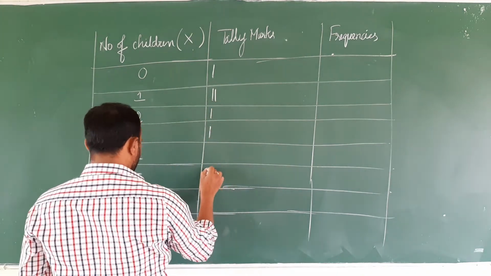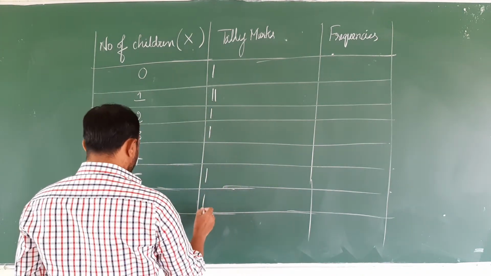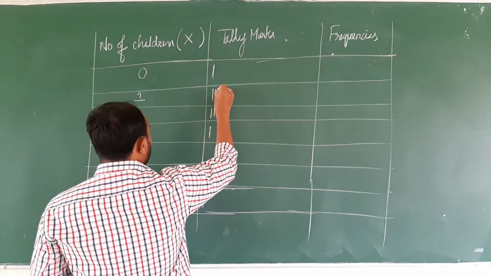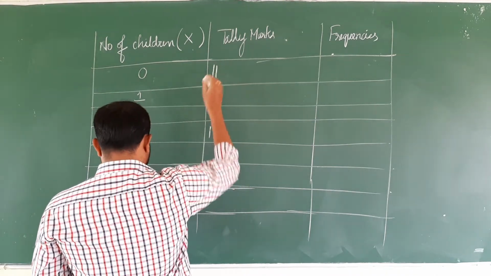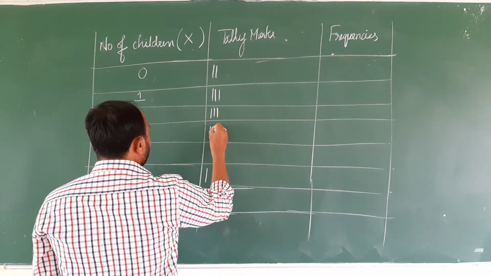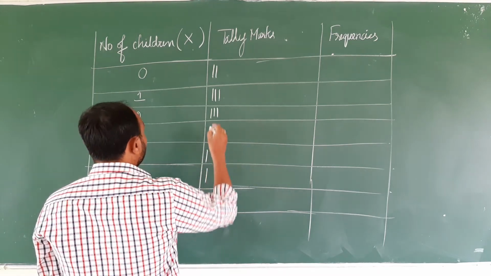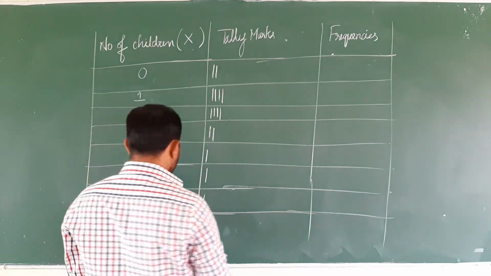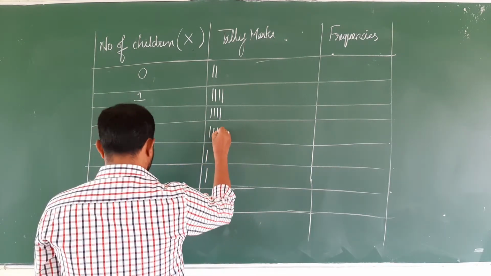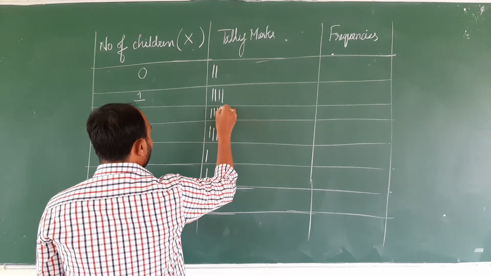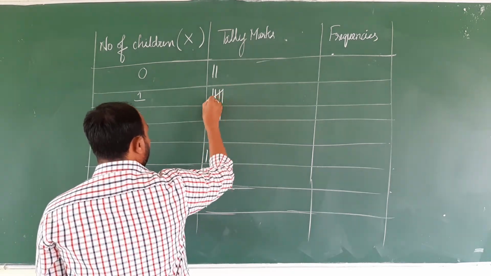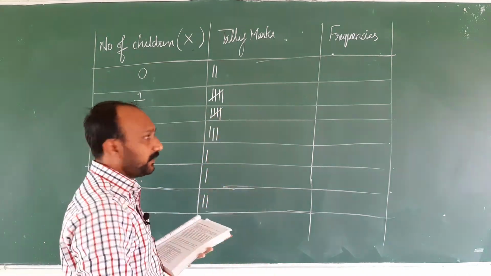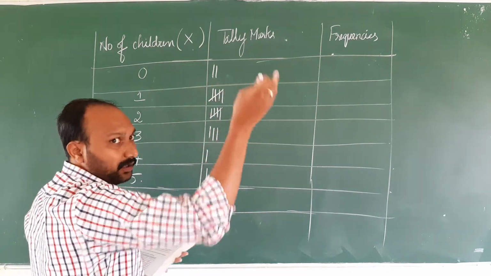Next 2, next 1, next 5, next 6, 2, again 2, 1, 0, 3, 4, 2, 1, 6, 3, 2, 1. Please notice here, I have made a change. After 4, if you want to record the 5th one, I will be crossing all the tally marks.